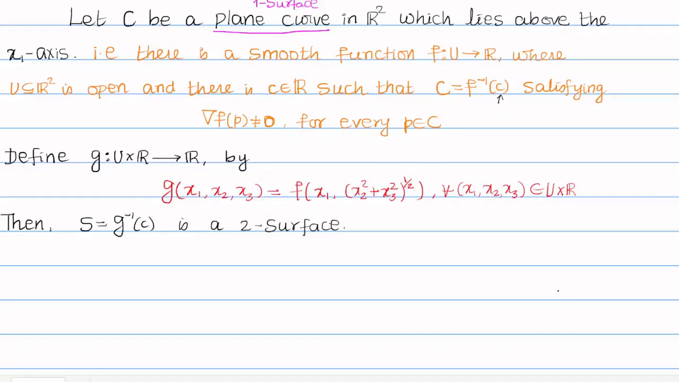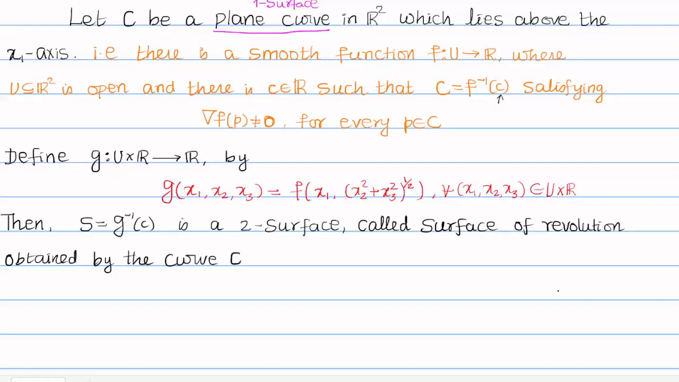இந்த சர்ஃபேஸுக்கு பேர் வந்து என்னது அப்படின்னா, this is called a surface of revolution obtained by rotating the curve C about the x-axis. நான் இது என்ன அப்படிங்கறத சொல்றேன். About the x-axis, the x1 axis.